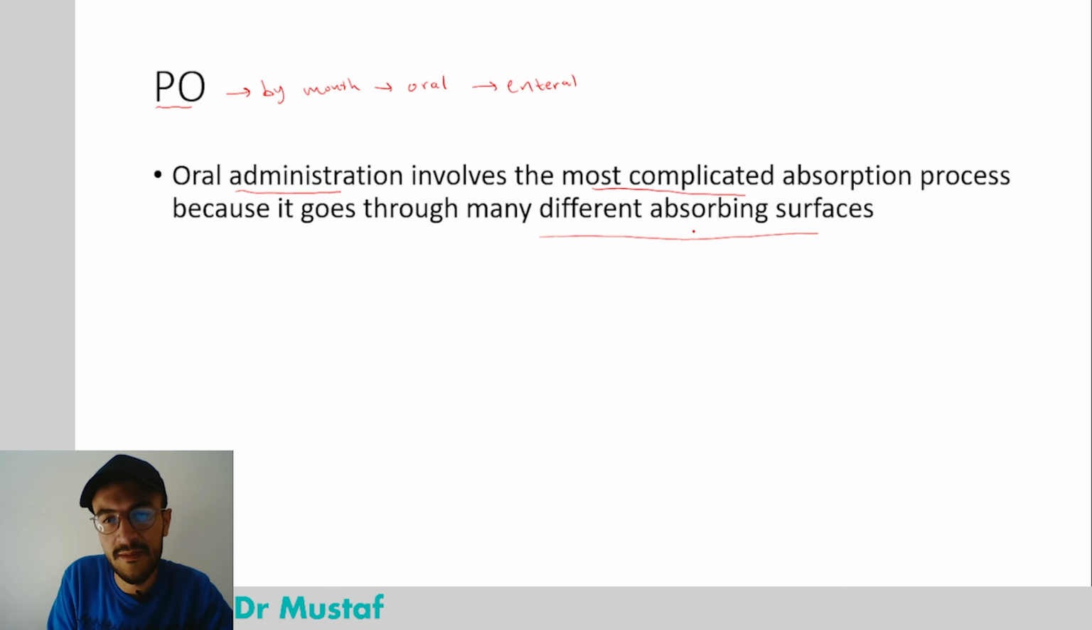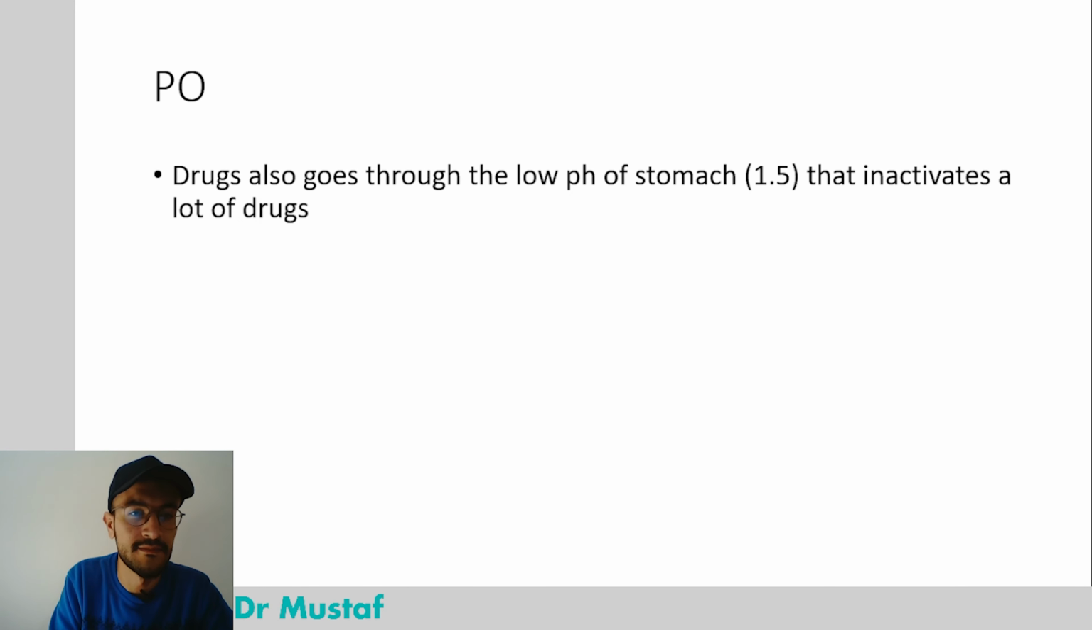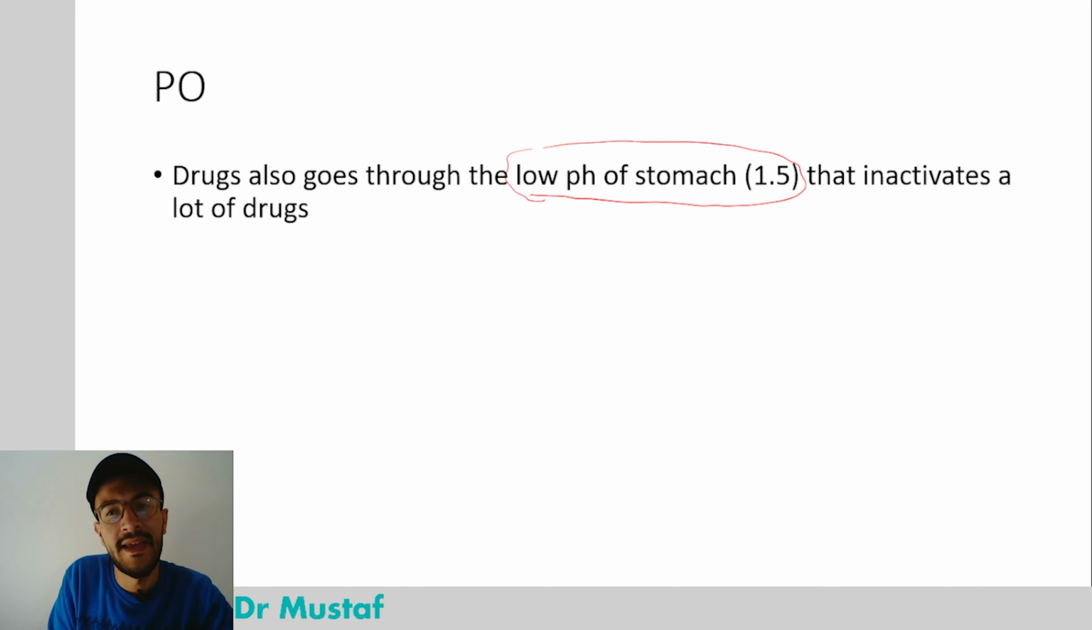We have a lot of absorbing surfaces, and this makes oral administration the most complicated regarding absorption compared to the other routes. And drugs that are taken by the oral route go through the low pH of the stomach, which is about 1.5, and it inactivates a lot of drugs.